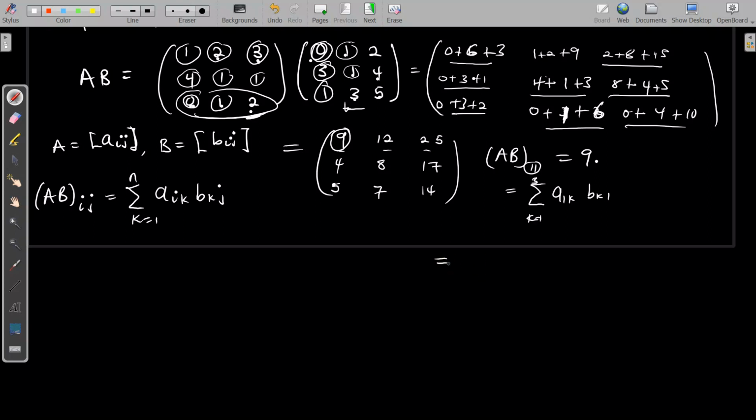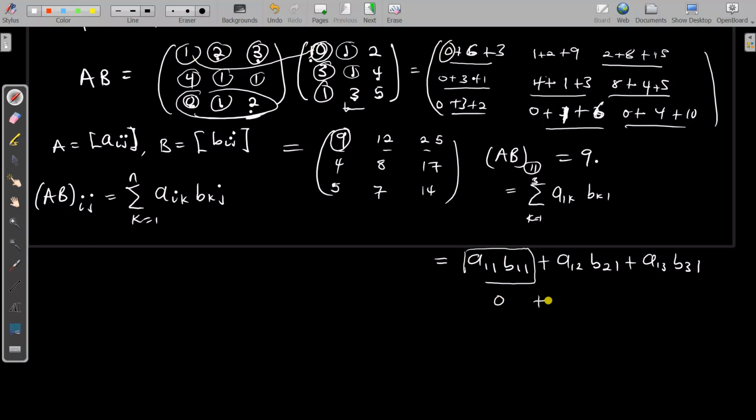So this summation, what it means is that as k starts from 1, I'm going to have A11 B11 when k is 1, right? Plus when k is 2, I'm going to have A12 B21. Plus when k is 3, A13 B31. Now if you look at this very carefully, you realize that this A11 B11 is 1 times 0, and that is what we had here, 0.